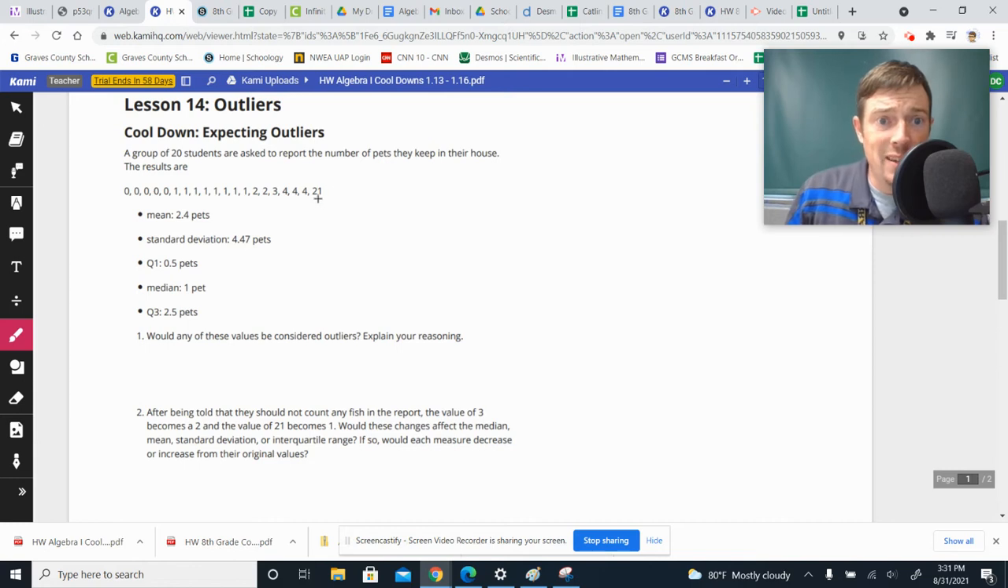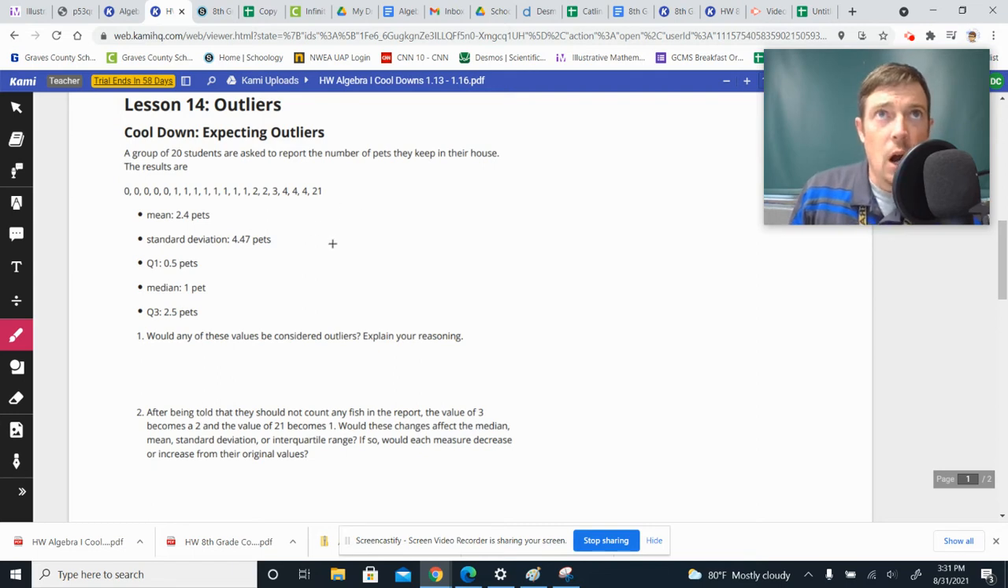We got this one kid that has like this crazy amount of pets, 21, that seems to be away from everything else. We got to prove on question number one if any of these points would be considered outliers. I'm leaning toward the 21, but we can prove it. We need to explain why. So let's go with the 21 and see if it's outside the range that it should be.